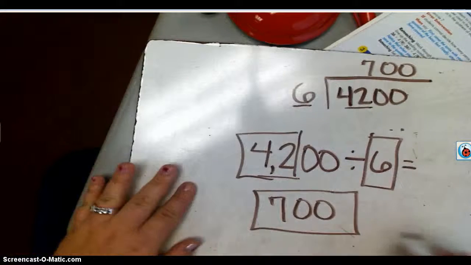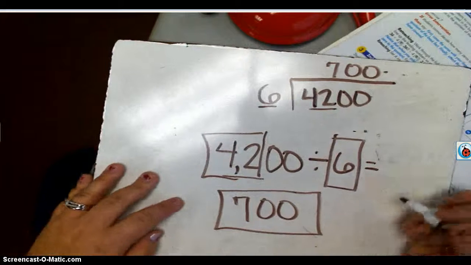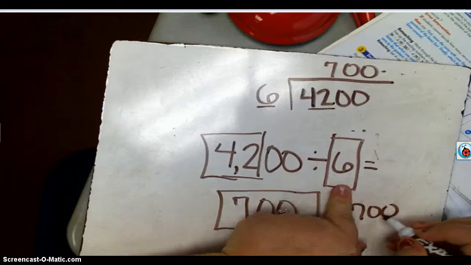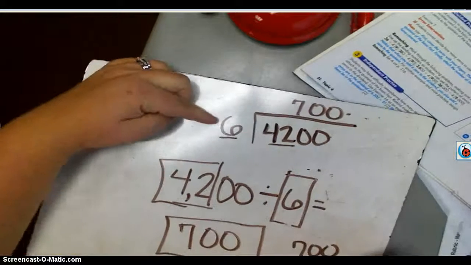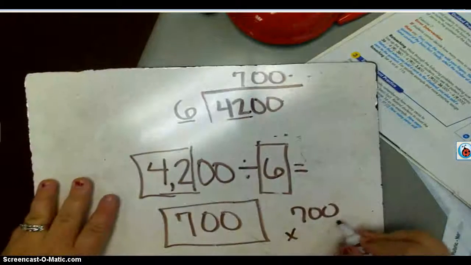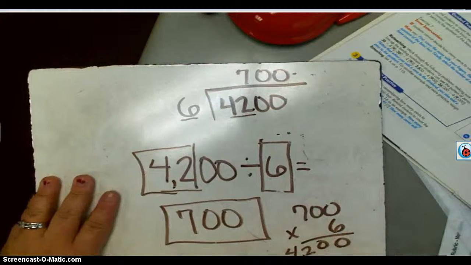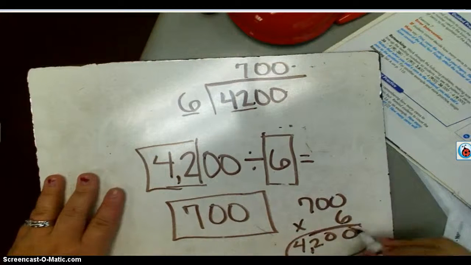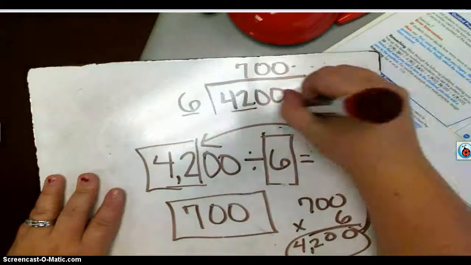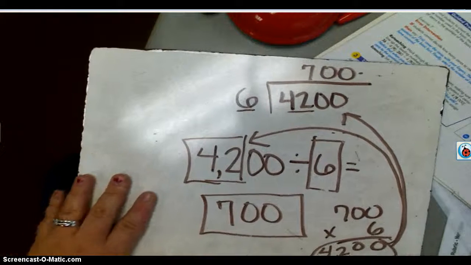We can check this quotient by doing the inverse and multiplying. When I do that, I take my quotient, 700, and I multiply it times my divisor. If I look at it this way, here's my divisor, here's my quotient, I multiply them. 4,200. This answer should always match the dividend. That lets you know that your problem is correct.